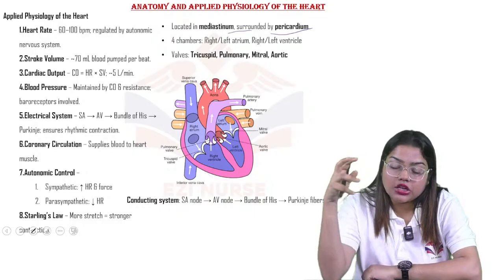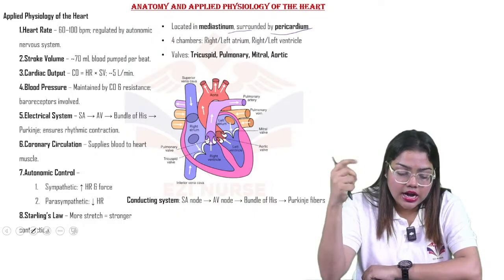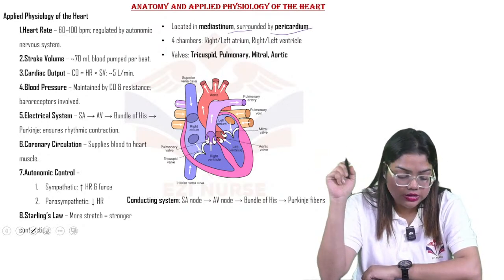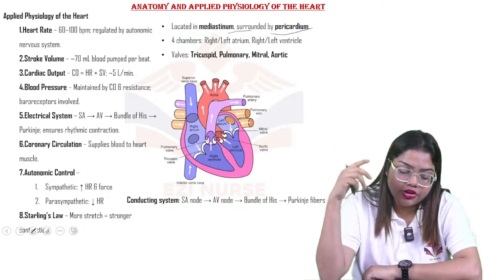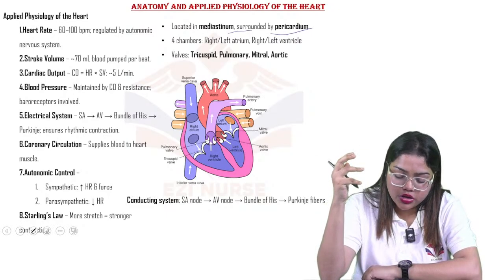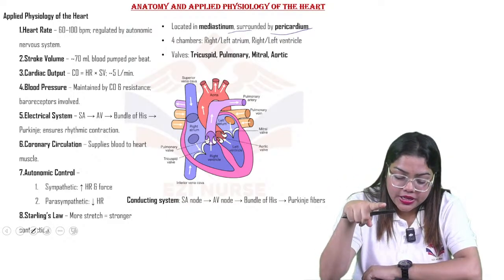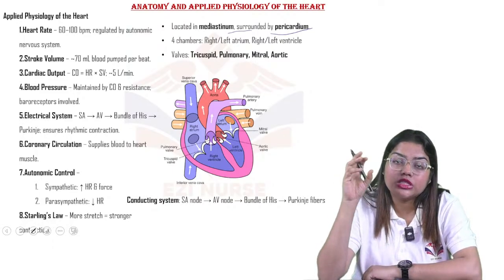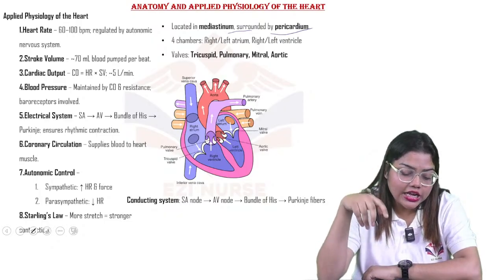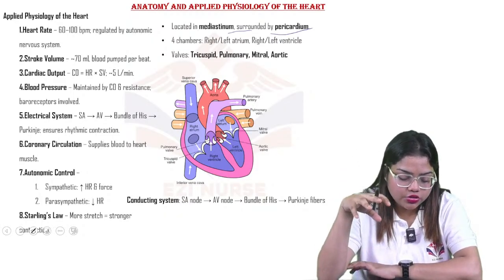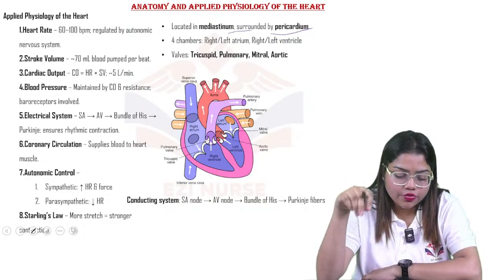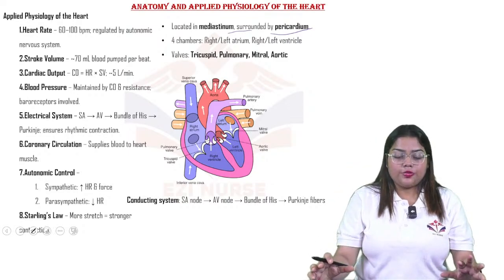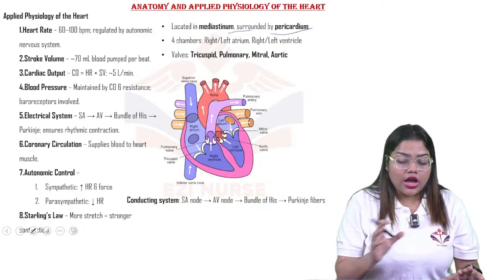So what is the function of the heart? It produces the heart rate, which is 60 to 100 beats per minute, and regulates the autonomic nervous system. The stroke volume of the heart is 70 ml of blood pumped per beat. To produce one heartbeat, our heart will pump 70 ml of blood. Then cardiac output. Cardiac output is equal to heart rate times stroke volume, which is 5 liters per minute. So in 1 minute our heart is pumping 5 liters of blood.